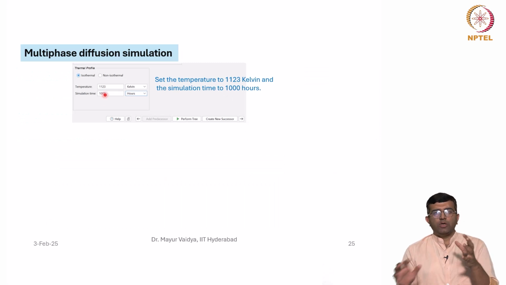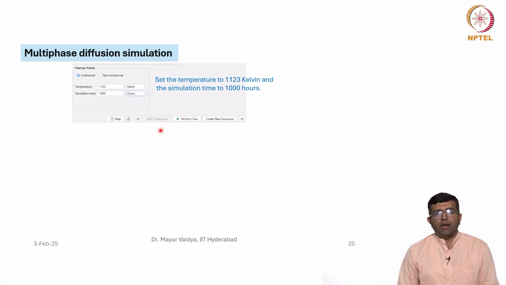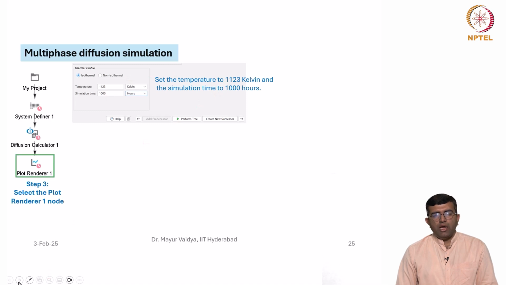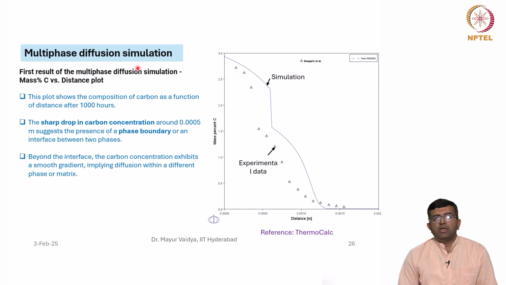Now, it is time to set the temperature. So, let us say we want to do this at 1123 Kelvin, and let us select the time to be 1000 hours. Then go to the plot renderer one, and under the x-axis you can uncheck the box next to automatic scaling. Instead you set the limits from 0 to 0.002 at a stepping of 5 e power minus 4. Then click on perform. So, this is the first result of the multiphase diffusion simulation that you will see.